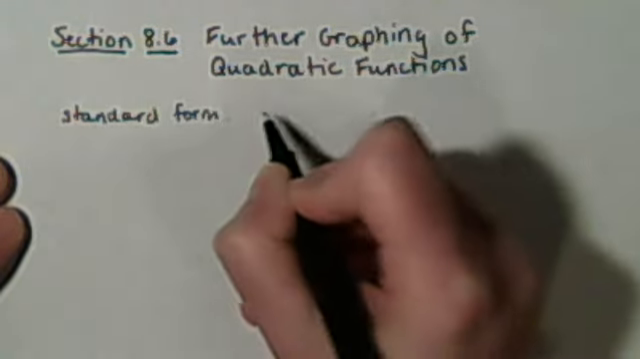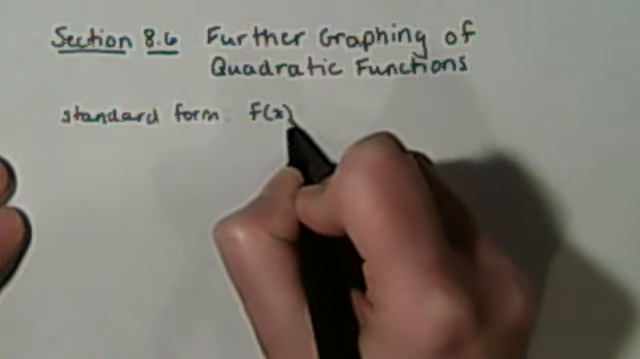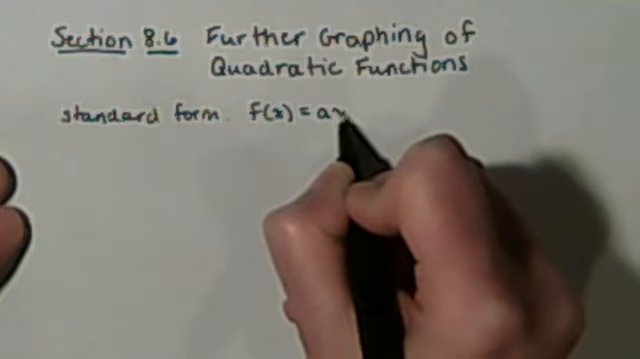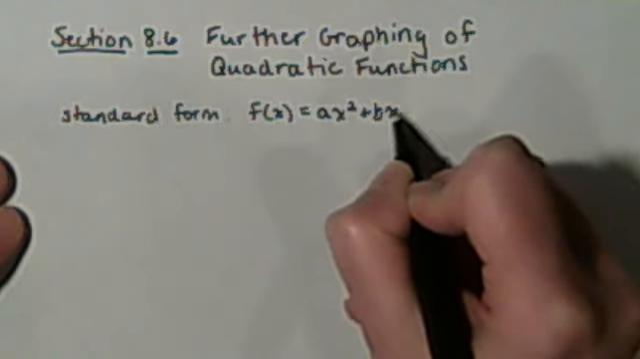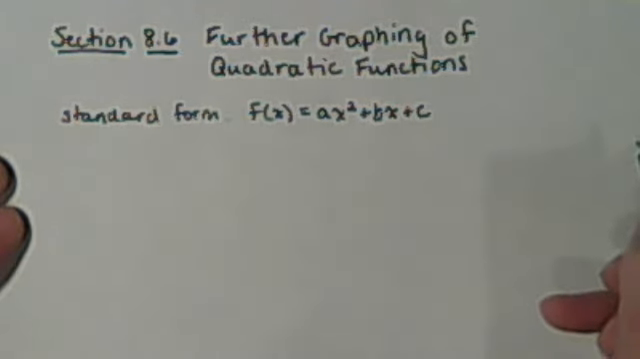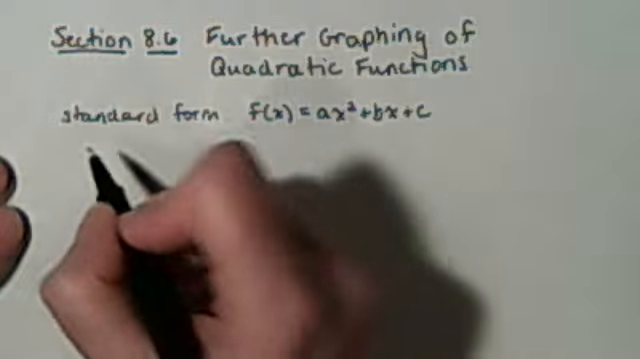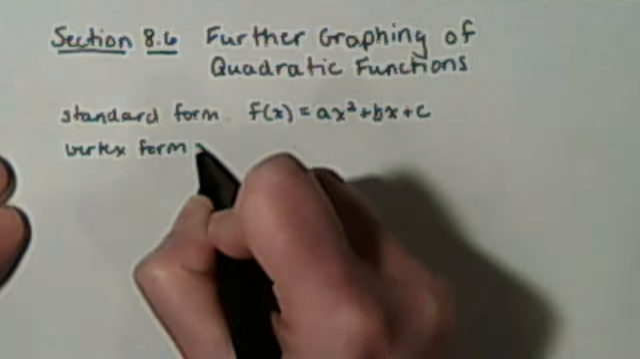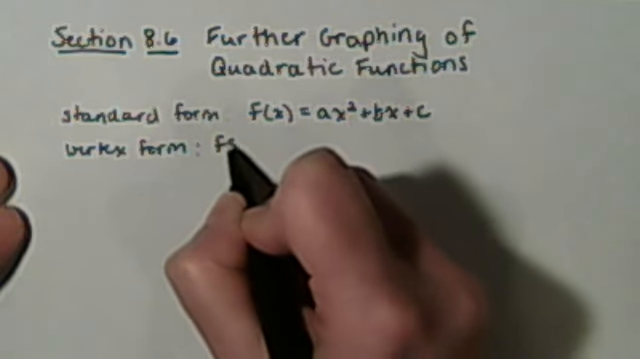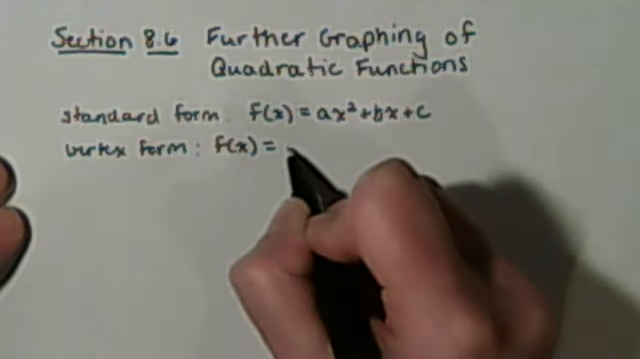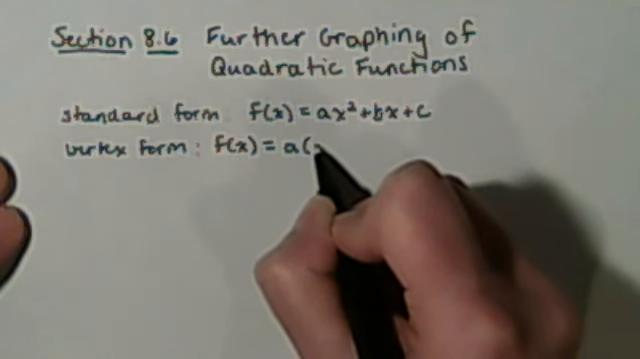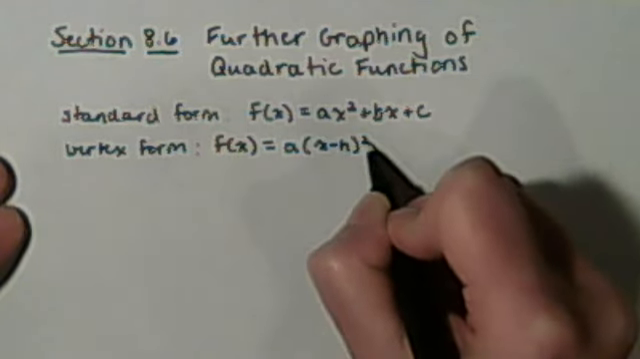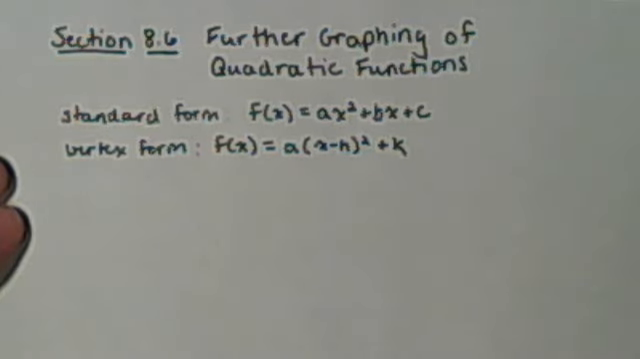Now, standard form, you might recall, is when we have f of x is equal to ax squared plus bx plus c. Sometimes this is also referred to as general form. Today we're going to talk about being able to take standard form and rewrite it in what I like to call vertex form, which is the form we looked at yesterday, where it's written as f of x is equal to a times (x minus h) squared plus k.